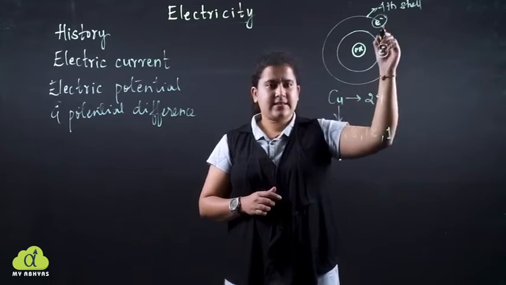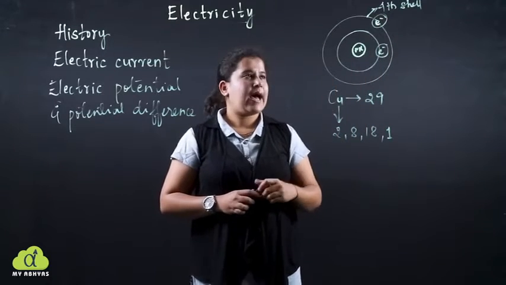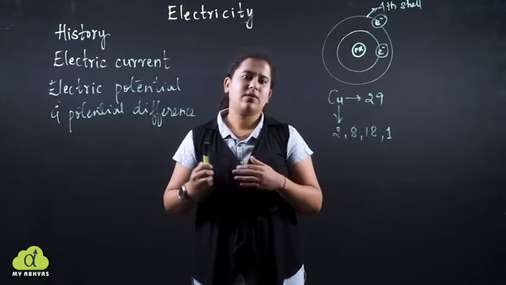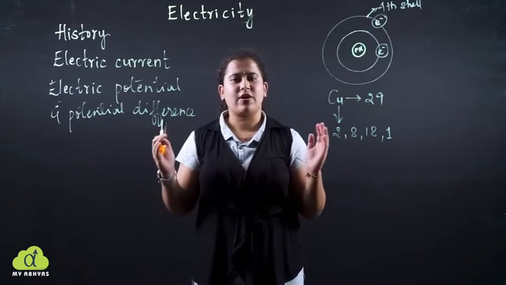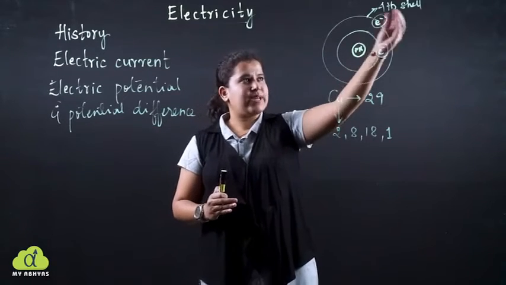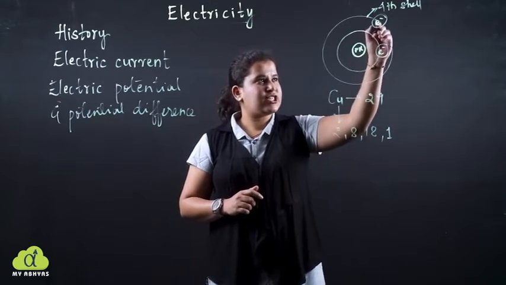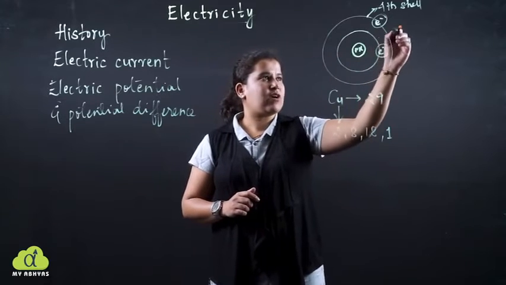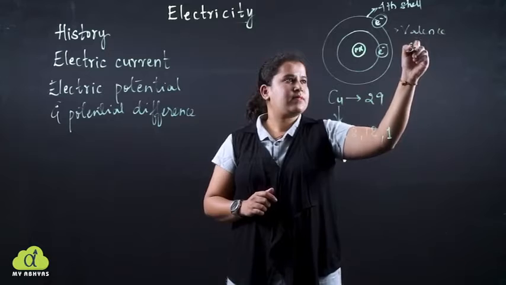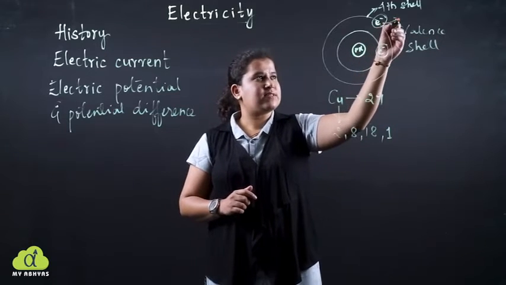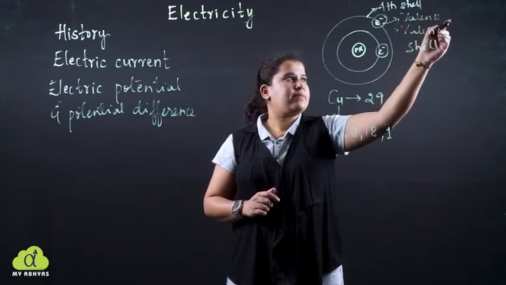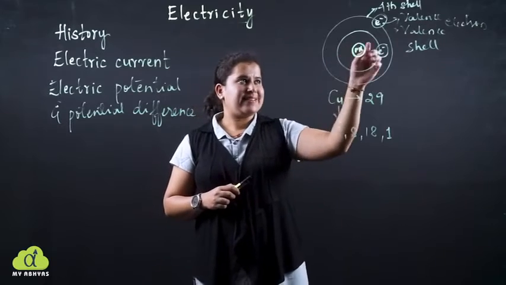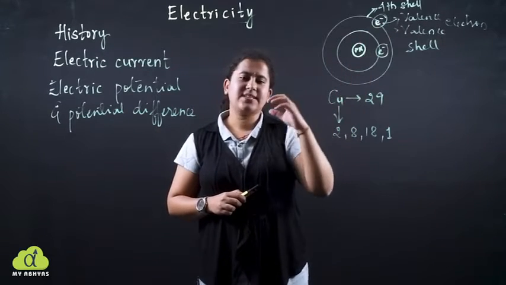Consider this as the last shell, the fourth shell. Here I have 1 electron. As I have 1 electron, it's easy for me to take out that electron, by raising the temperature or giving some energy to it. So the shell which has the last electron, we call a valence shell, and the electron which is there, we call a valence electron. Clear?